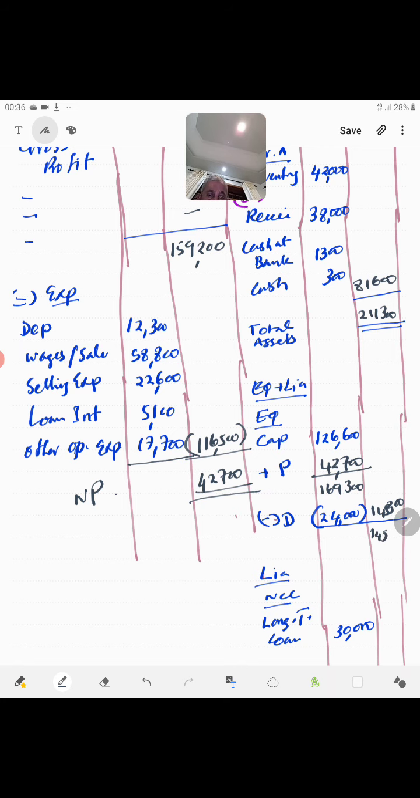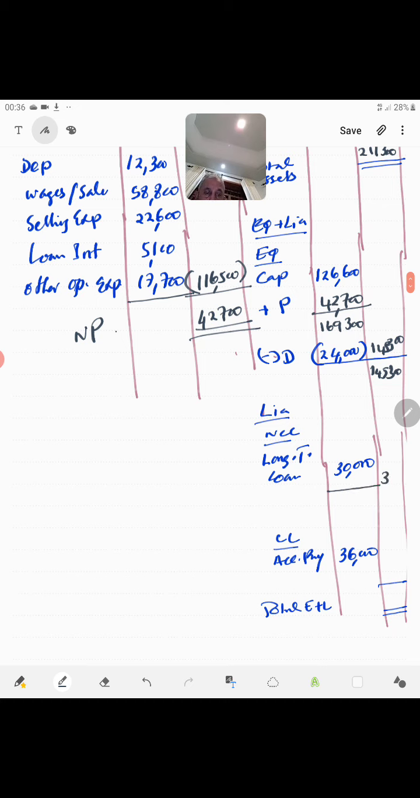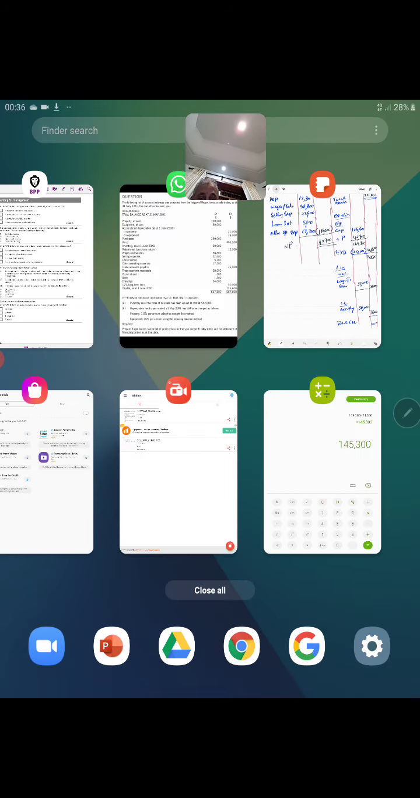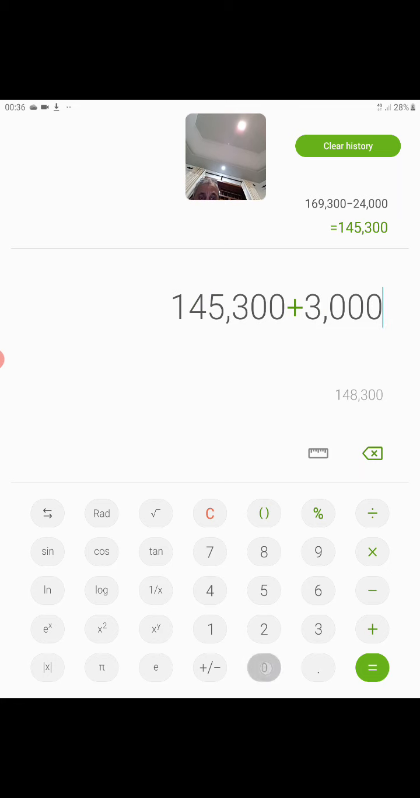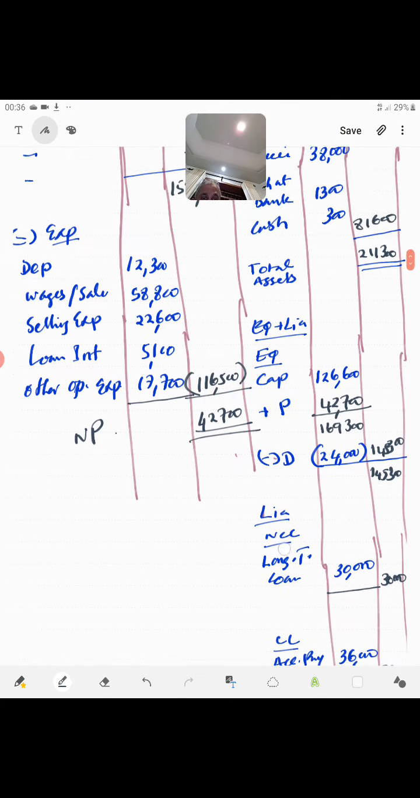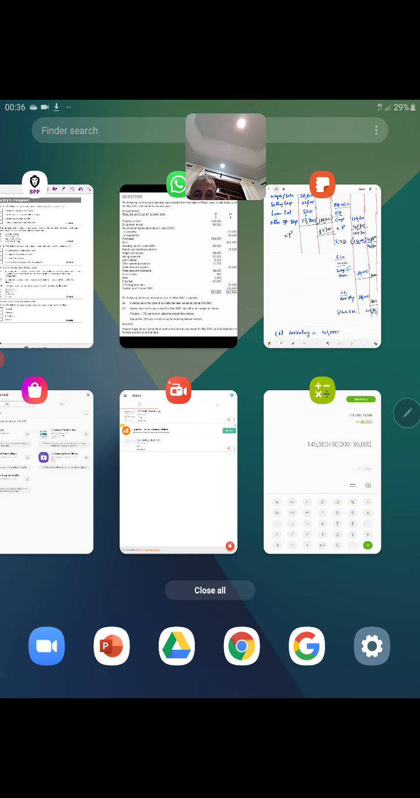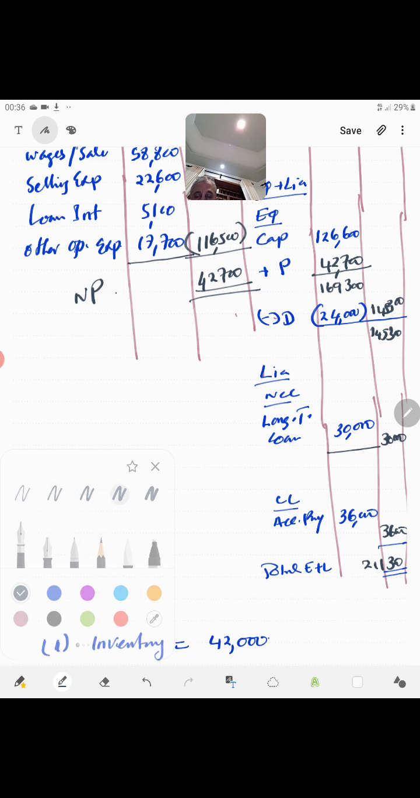So 145,300 here. Non-current liability, no other totals, 30,000, and this is 36,000. So plus, the total is 211,300. And that's how you do final accounts with these types of adjustments.